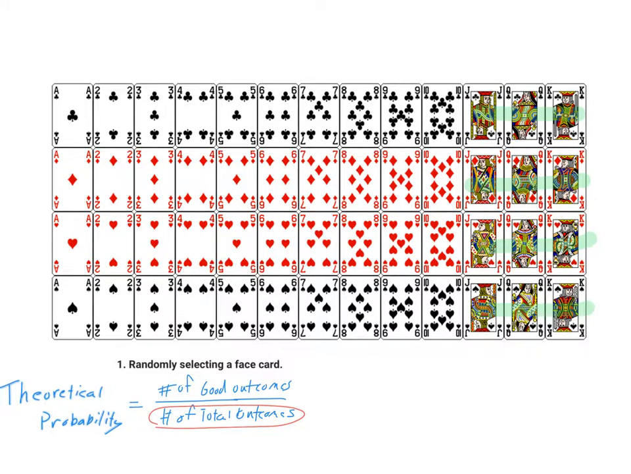When I do the quick calculations, 3 times 4, or 3 plus 3 plus 3 plus 3, I end up seeing that there are 12 good outcomes that I'm looking for. All 12 of those I would be happy with, and I've got to divide that by the total number of outcomes, 52.